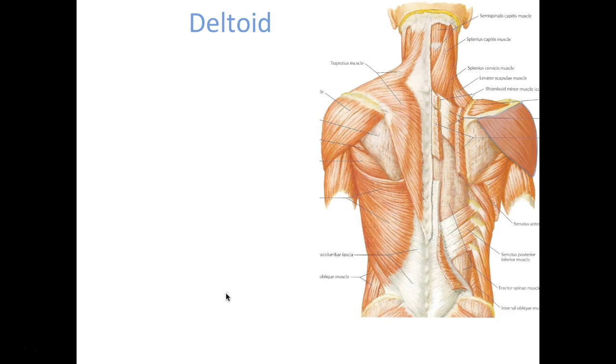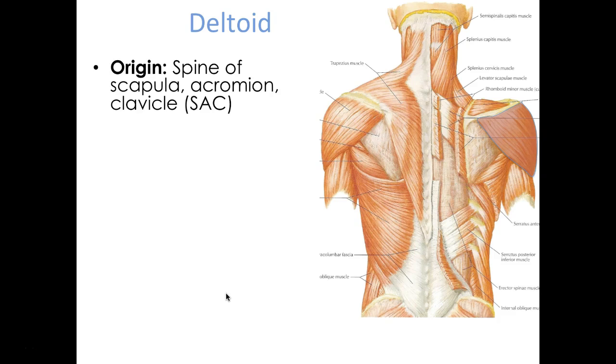So we're going to start off with the deltoid, and this is that triangular shaped muscle on our shoulder. So think delta, like the delta triangle. It's the deltoid shape. And this originates from what I like to call SAC: spine of the scapula, acromion, and clavicle. So it's that same place where trapezius is inserting. It's just trapezius is inserting above, deltoid is originating from below.